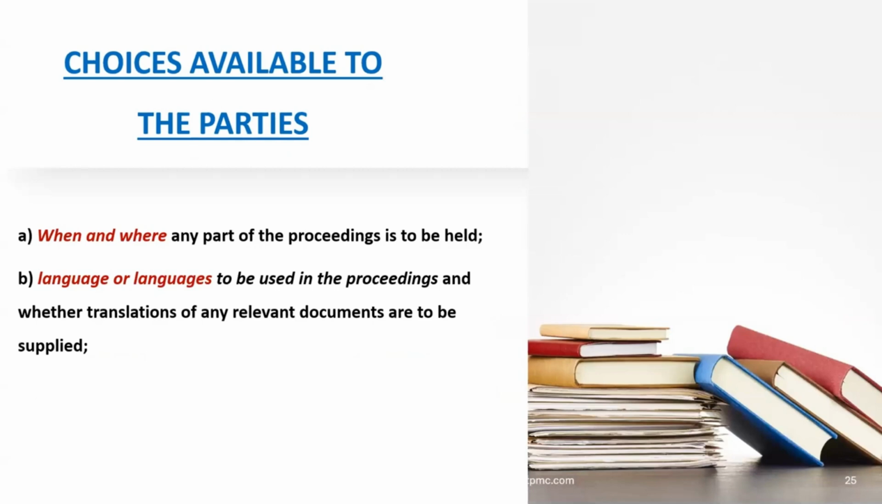And next is choices available to the parties. This is one of the unique features of arbitration, as we said before. In litigation, there are set principles that have to be mandatorily followed by the parties as well as the counsel representing the parties. Whereas in arbitration, the parties can choose on their own on the following topics: when the proceeding has to be conducted, where it has to be conducted, and the language, which they could mention in their agreement itself. If not, after the commencement also, they could mutually sit together and decide.